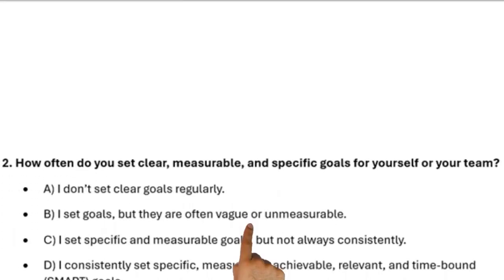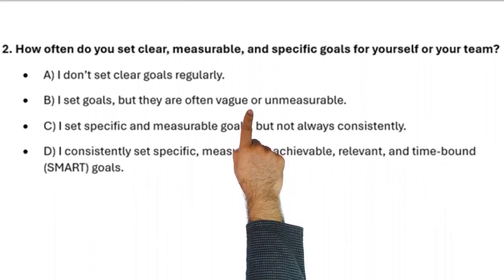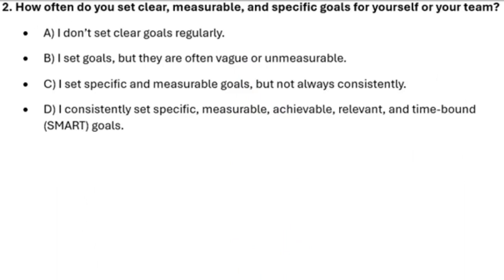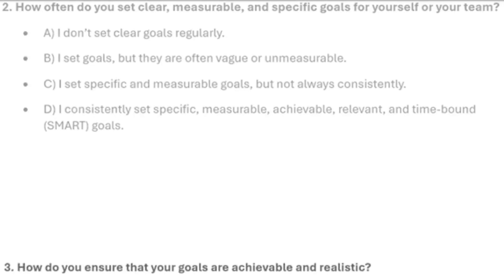2. How often do you set clear, measurable, and specific goals for yourself or your team? A. I don't set clear goals regularly. B. I set goals, but they are often vague or unmeasurable. C. I set specific and measurable goals, but not always consistently. D. I consistently set specific, measurable, achievable, relevant, and time-bound, SMART, goals.